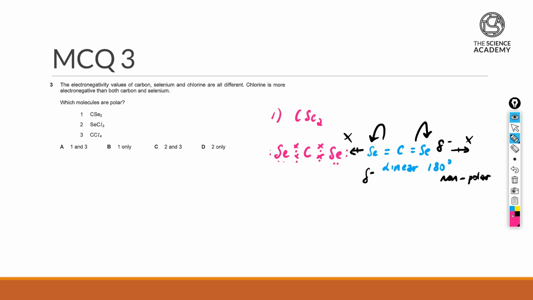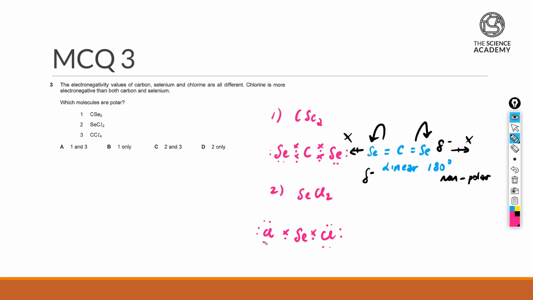Now take a look at the second option. This is going to be selenium dichloride. For selenium dichloride, again drawing out its VSEPR structure, chlorine is a group 17 element that only requires 1 more electron to become a stable octet. So it'll be sharing just a pair of electrons. So chlorine is really considered to be in an octet configuration.